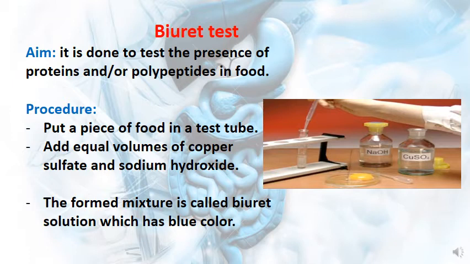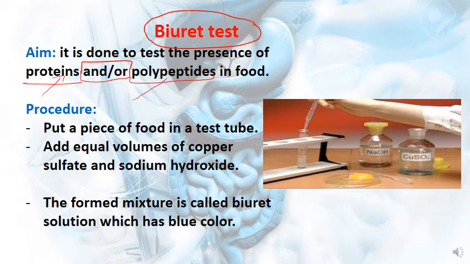Third test is the Biuret test. Biuret test is done to test the presence of proteins and/or polypeptides. So either we have proteins and polypeptides, or we have proteins or polypeptides, one of them, or both of them.